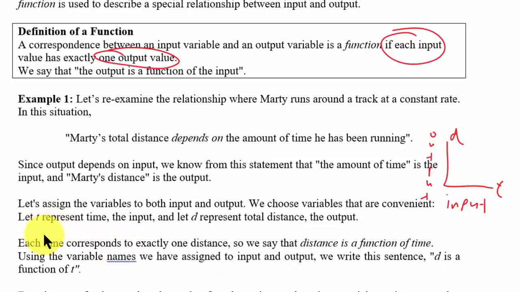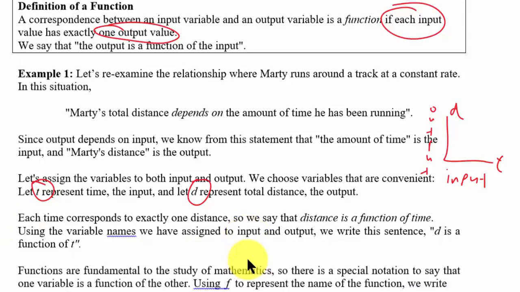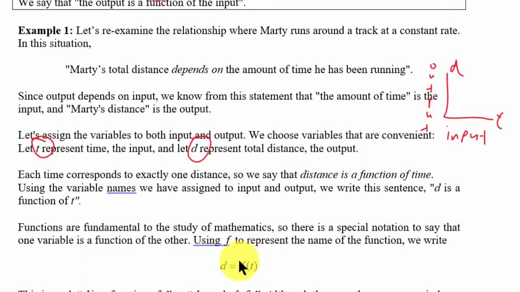So then we're saying, all right, let's assign variables to the input and output, which I've done, right? I used t and d. And we can maybe express this using function notation, okay?